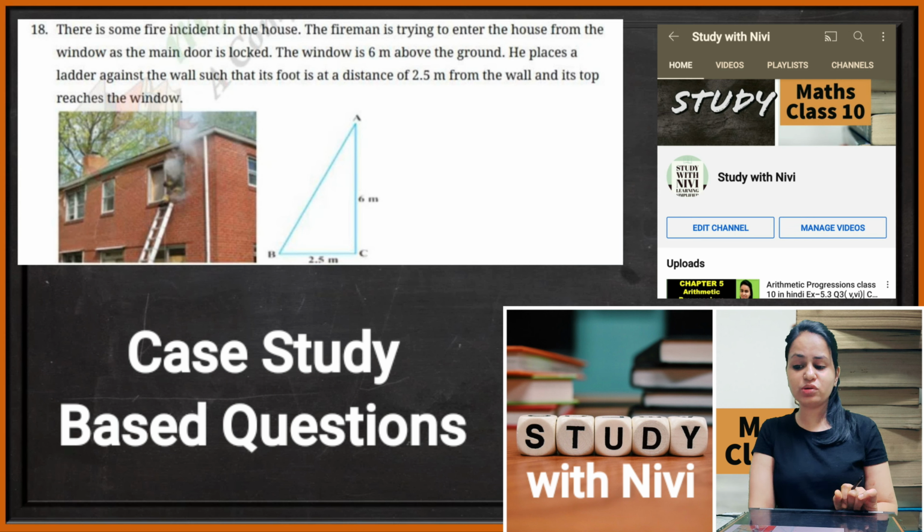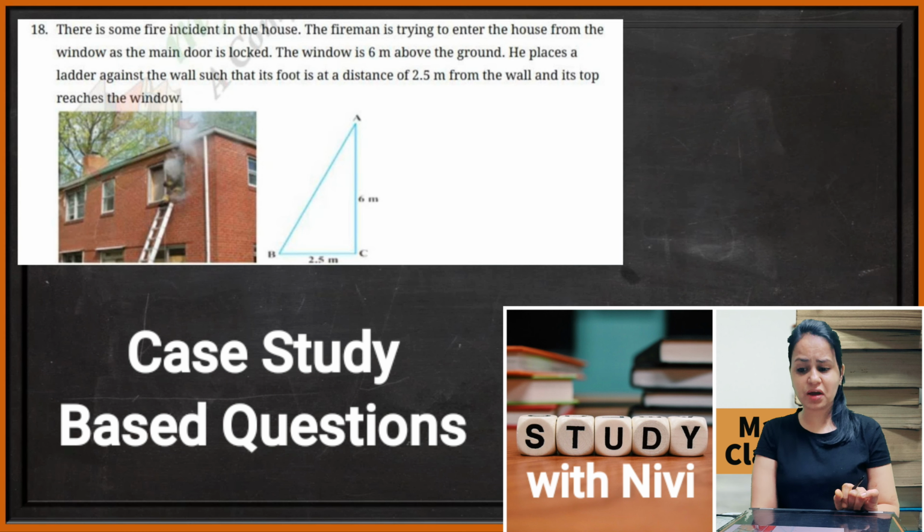So now coming on to the question. Question says there is some fire incident in the house. The fireman is trying to enter the house from the window as the main door is locked. The window is 6 meters above the ground. He places a ladder against the wall such that its foot is at a distance of 2.5 meters from the wall and its top reaches the window.